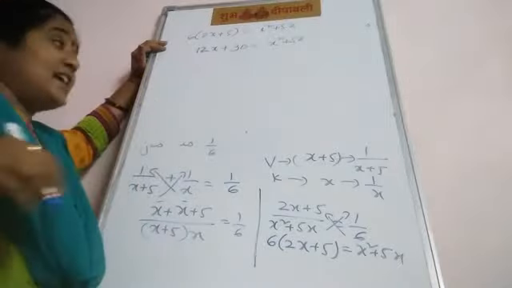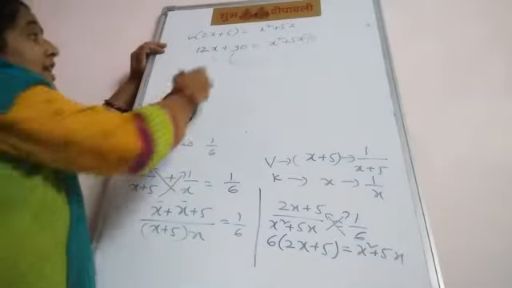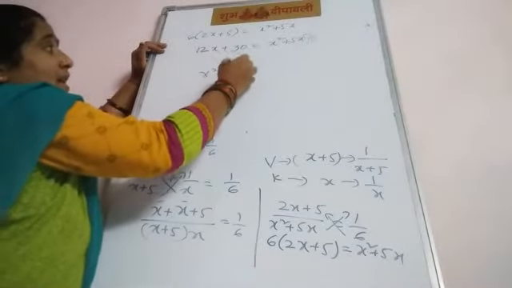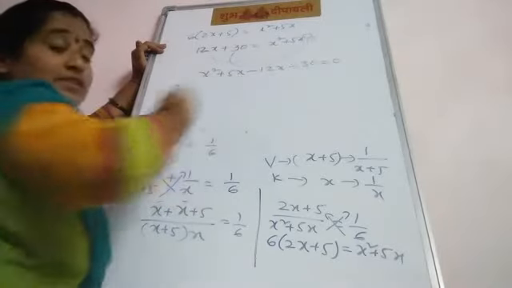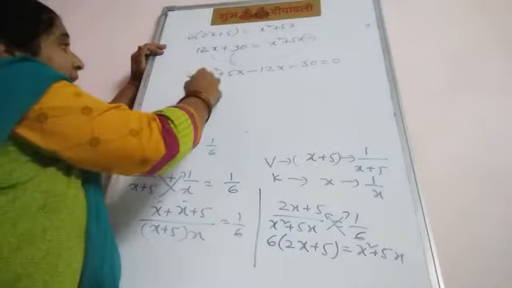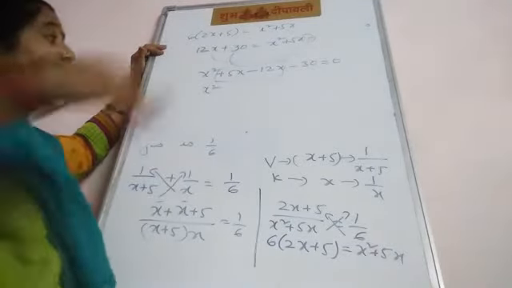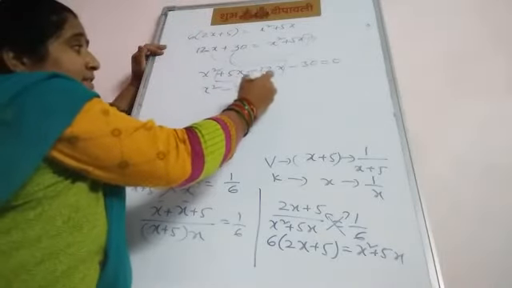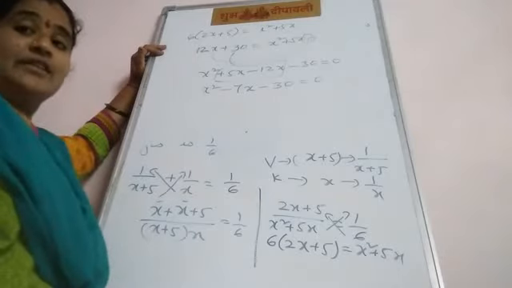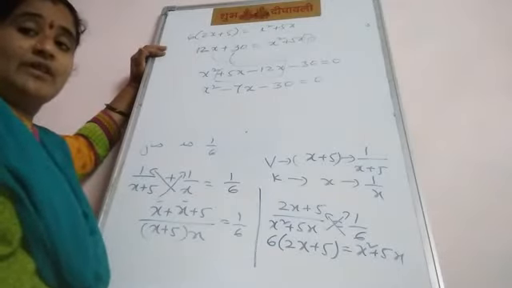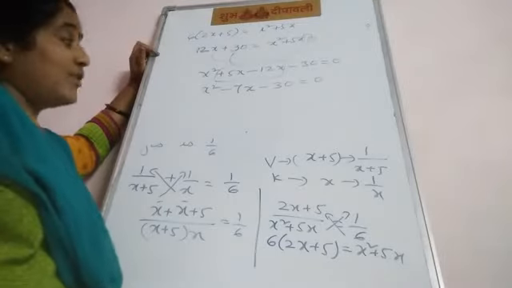We will write in standard form. These two terms you take to the right side. x square plus 5x minus 12x minus 30 equal to 0. x square, these are the like terms. Plus 5 minus 12, how much? Minus 7. So x square minus 7x minus 30 equal to 0. Now you can find the roots of the quadratic equation by any one of the methods: splitting method, completing square method, or by using the formula.